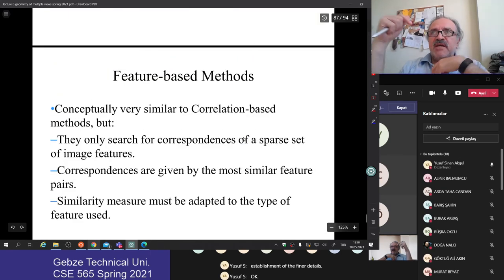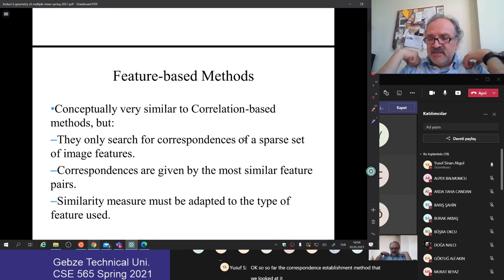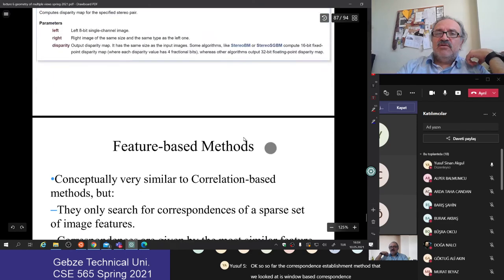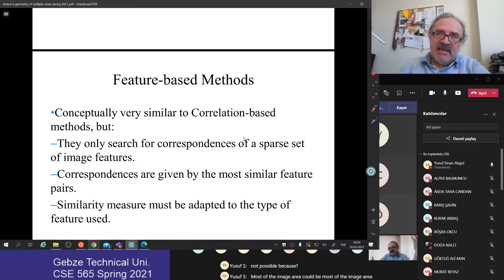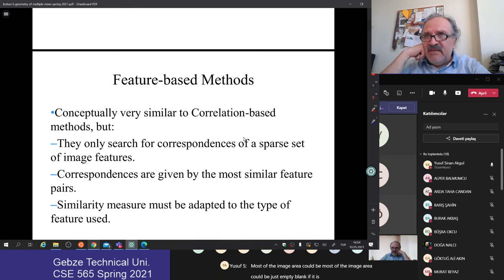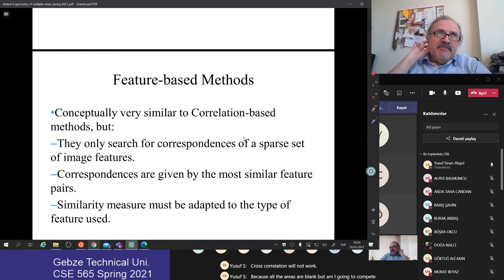So far the correspondence establishment method that we looked at is window-based correspondence, right? So it was dense. It gives you the whole correspondence for the whole image. But sometimes dense correspondence is not possible. Why is it not possible? Because most of the image area could be just empty, blank. If it is blank, SSE will not work, cross correlation will not work because all the areas are blank. What am I going to compare to? So in that case, maybe I shouldn't use these kind of correspondence establishment methods.